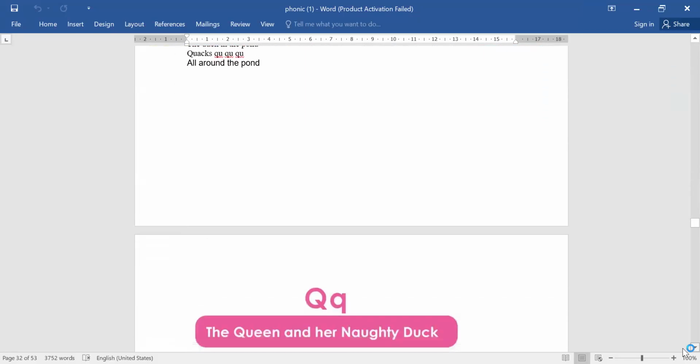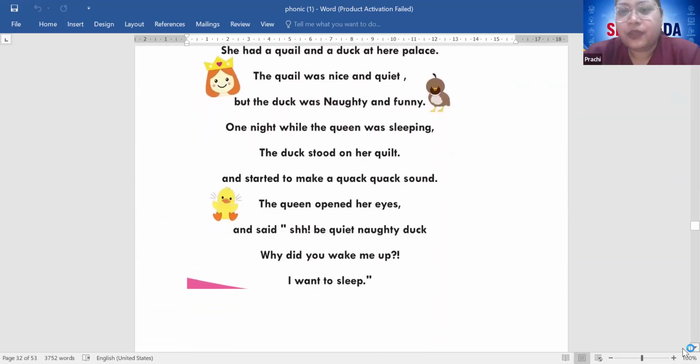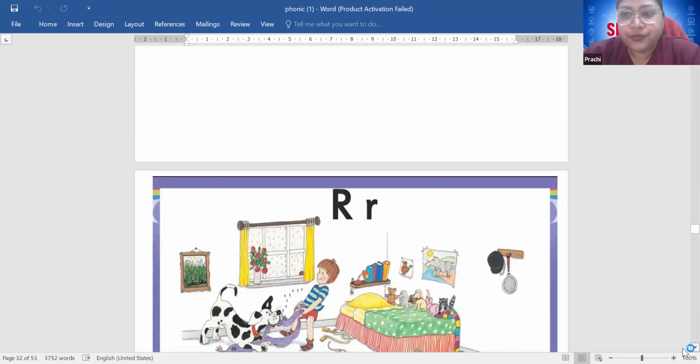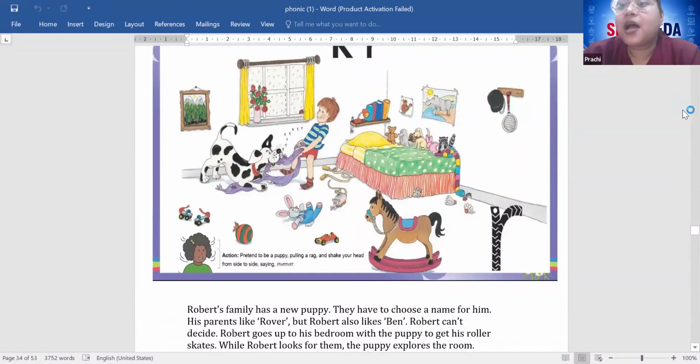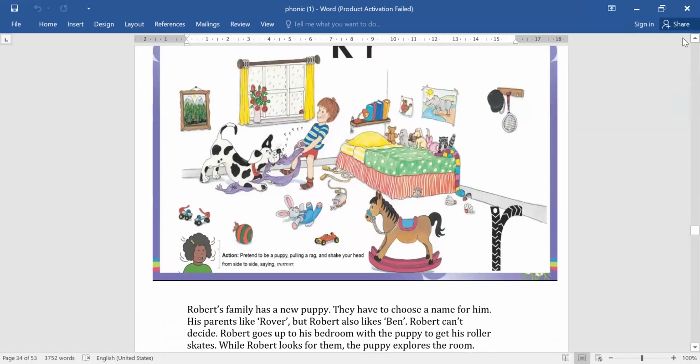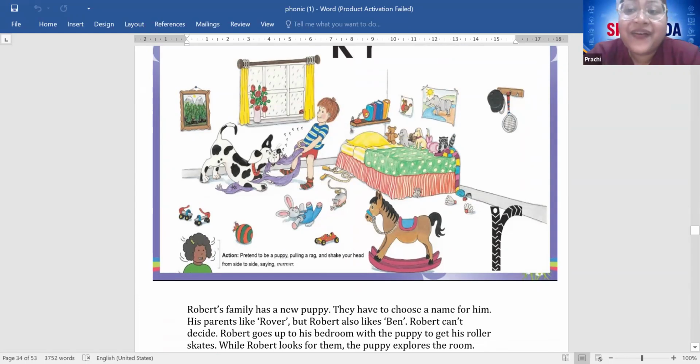Let's move ahead to the next letter. Letter R. What is the sound of letter R? Rrr. My tongue is touching my upper lip. And the action is like when you go around a dog and he's eating his meal, he always says, "Rrr, rrr." Have you ever heard this kind of sound?